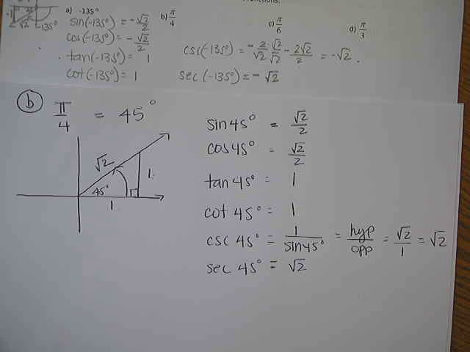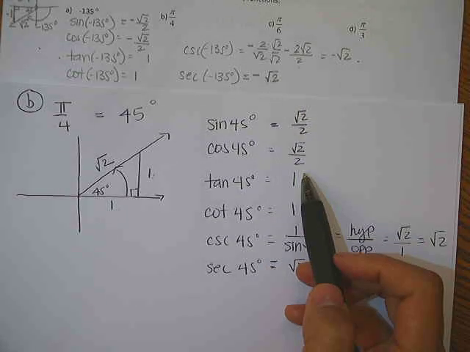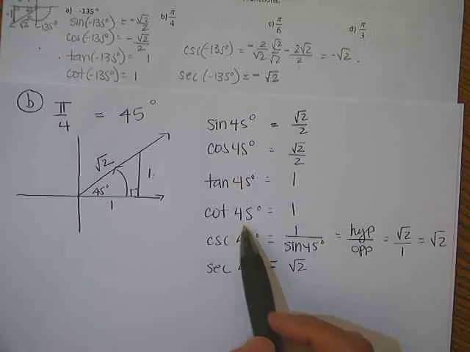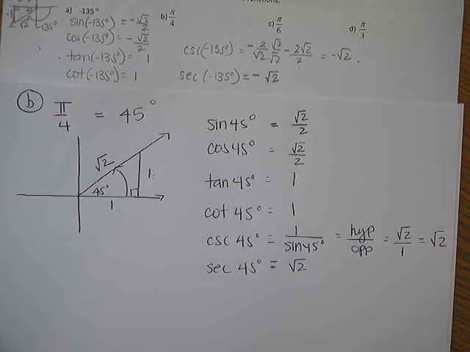So I love 45 degrees. Sine and cosine are both identical, depending on the quadrants. Cotangent and tangent are both identical, and secant and cosecant are both identical.